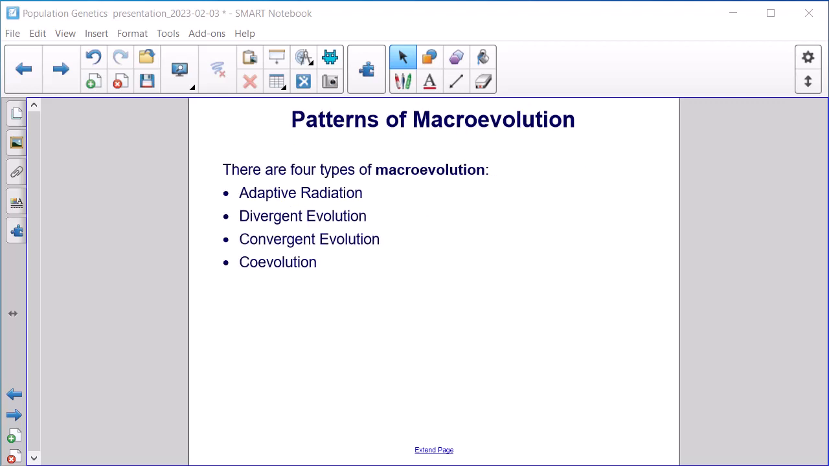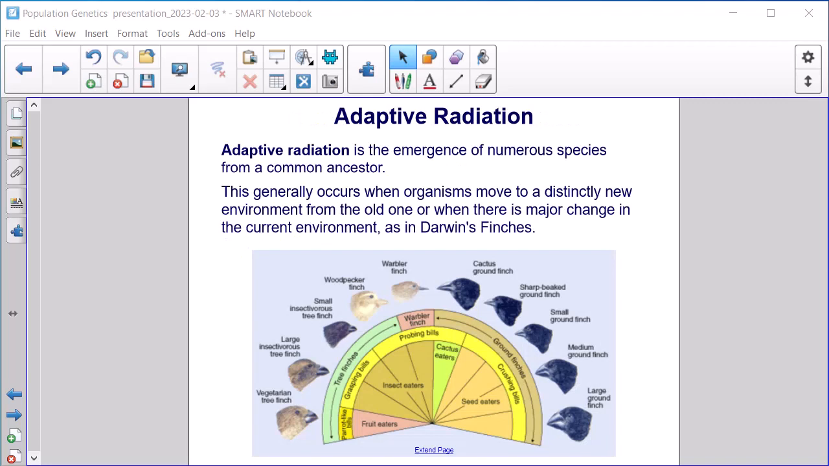Patterns of macroevolution. There are 4 types of macroevolution: adaptive radiation, divergent evolution, convergent evolution, coevolution. Adaptive radiation is the emergence of numerous species from a common ancestor. This generally occurs when organisms move to a distinctly new environment from the old one, or when there's a major change in the current environment, as in Darwin's finches.